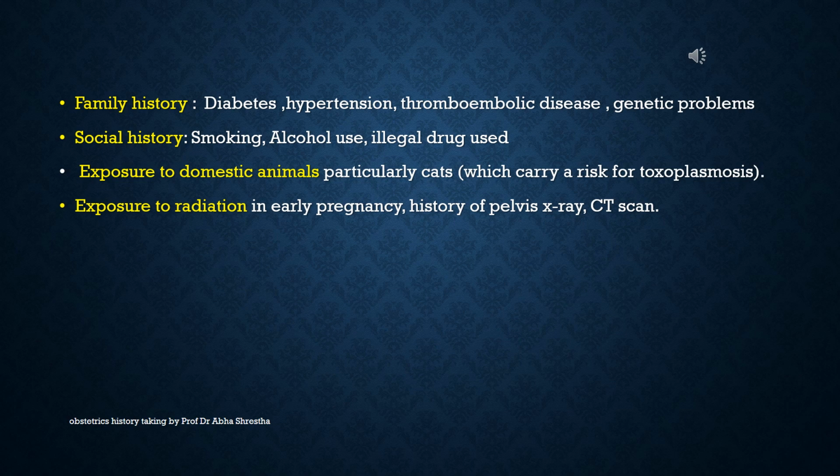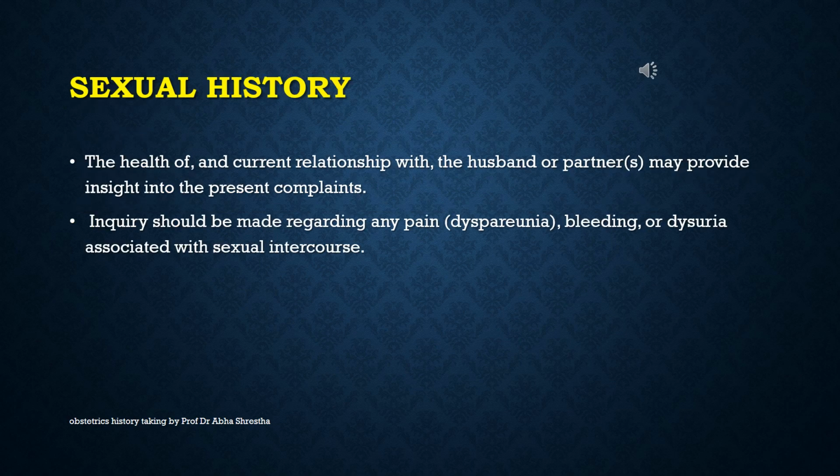We should ask for exposure to domestic animals, particularly cats, because it carries a risk for toxoplasmosis. We should ask for history of exposure to radiation in early pregnancy, history of pelvic X-ray or CT scan. Sexual history. We should ask about the health of and current relationship with the husband or the partners, and it provides an insight into the present complaint. We should also inquire about any pain like dyspareunia, bleeding, or dysuria associated with sexual intercourse.